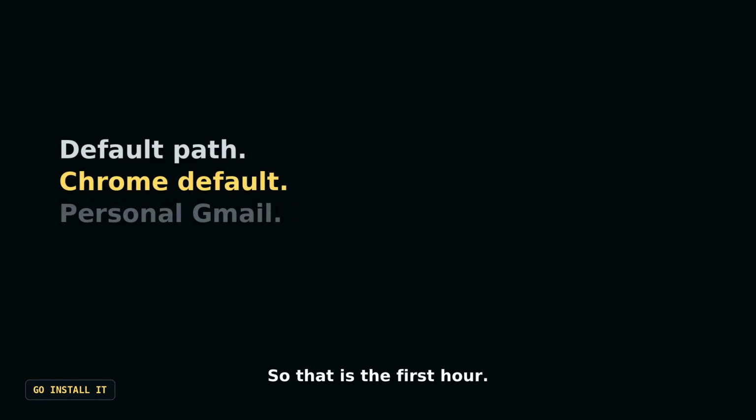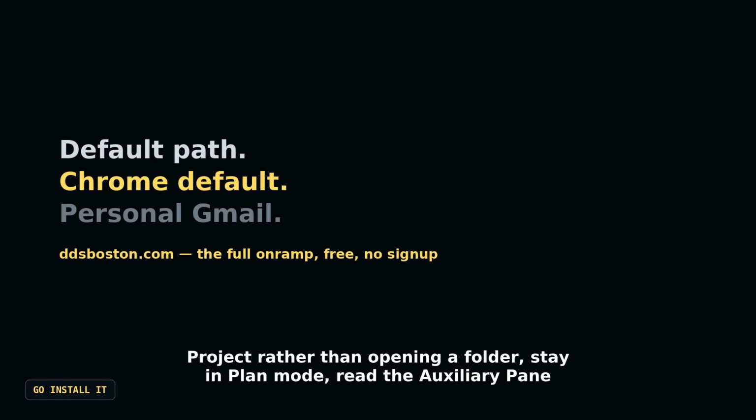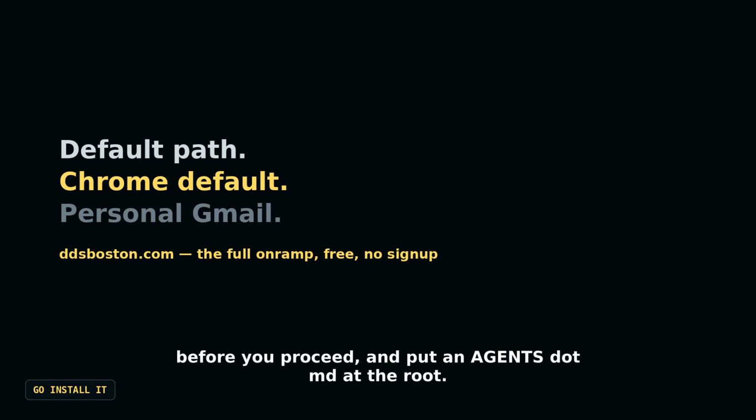So that is the first hour. Default install path. Chrome as your system default, personal Gmail. Create a project rather than opening a folder. Stay in plan mode. Read the auxiliary pane before you proceed and put an AGENTS.md at the root.